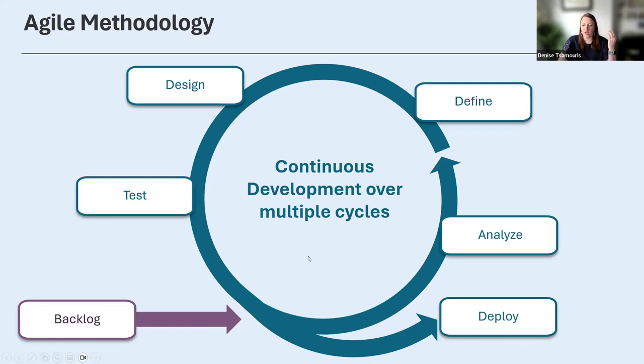So you have your sprint and you have your different things that need to be done within that sprint, and your development team helps create those user stories and analyzes them, defines them, designs them, and tests them within that sprint. So with waterfall, they're testing at the very end of that stage, and in agile, they're testing continuously within that sprint, and then they deploy.